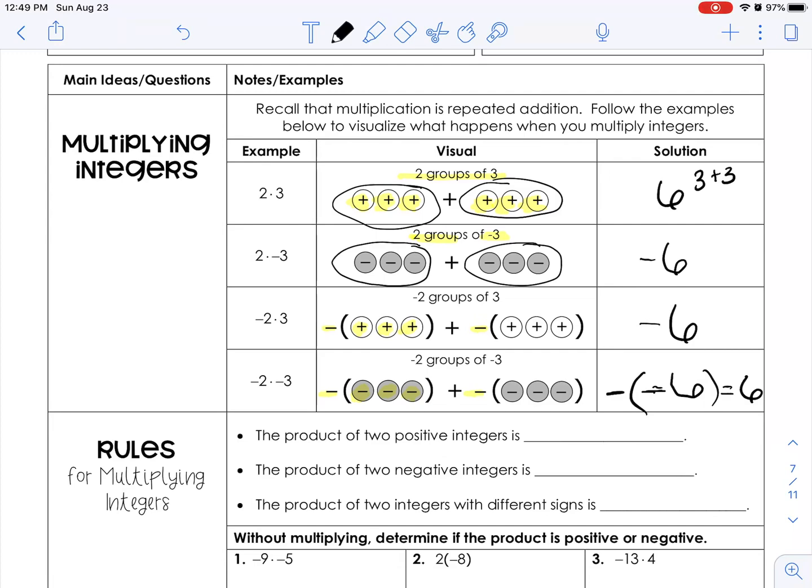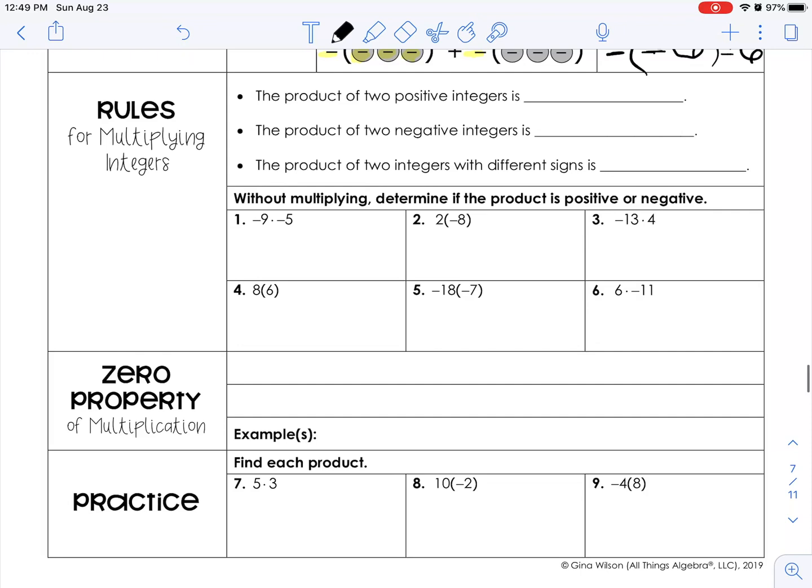Let's look at multiplying integers using the rules. When we multiply integers, if both integers are positive, so 2 positive integers, that's going to result in a positive answer. If we multiply 2 negative integers, so both of our numbers are negative, we are also going to get a positive answer. If we multiply 2 integers that are different, so you have one positive and one negative, you're going to get a negative answer.